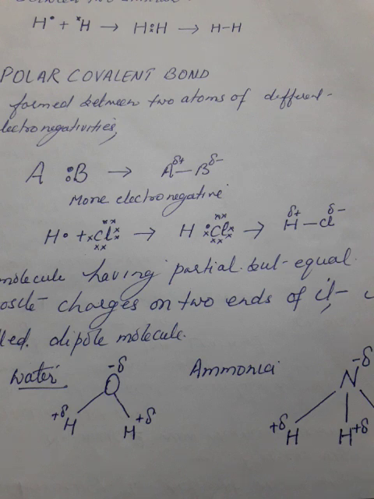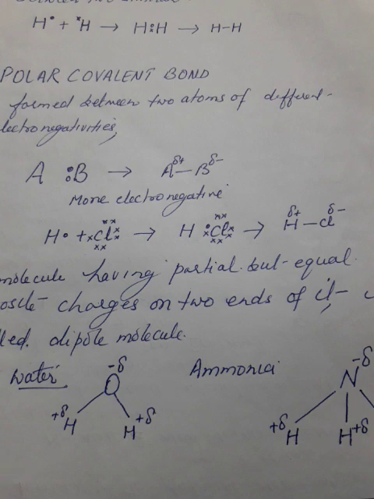And what is a polar covalent bond? When a covalent bond is formed between two atoms of different electronegativity, the atom with higher electronegativity tries to pull the shared pair of electrons to a greater extent as compared to the atom with lower electronegativity. So what will be the result of this? The shared pair of electrons gets shifted towards the more electronegative element, as you can see in the figure.